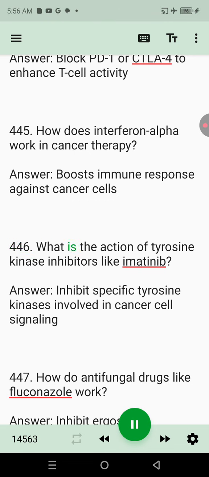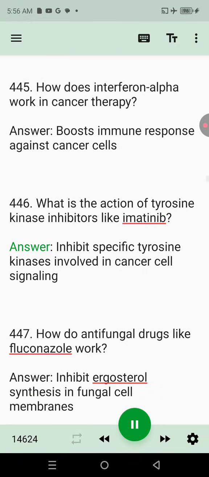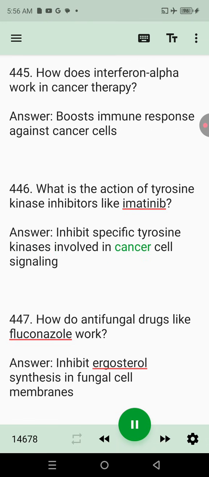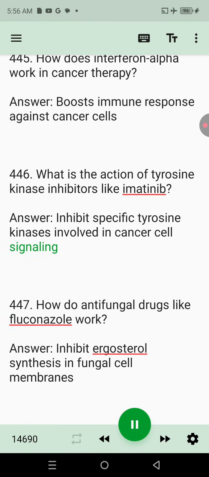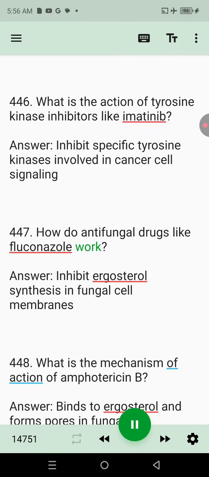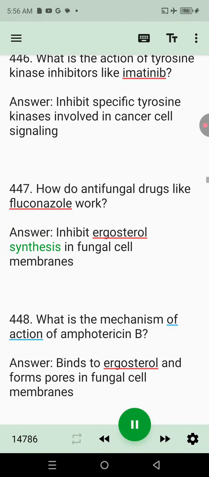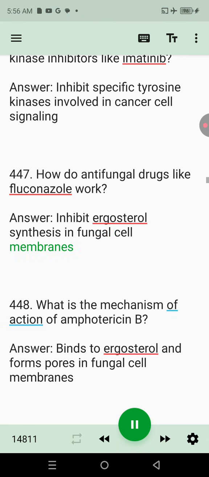446. What is the action of tyrosine kinase inhibitors like imatinib? Answer: Inhibit specific tyrosine kinases involved in cancer cell signaling. 447. How do antifungal drugs like fluconazole work? Answer: Inhibit ergosterol synthesis in fungal cell membranes.